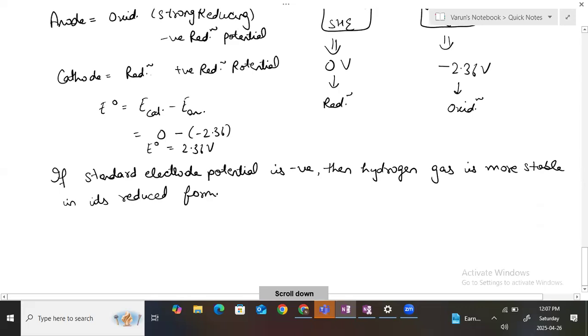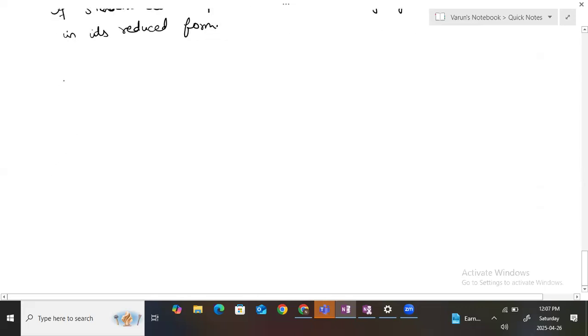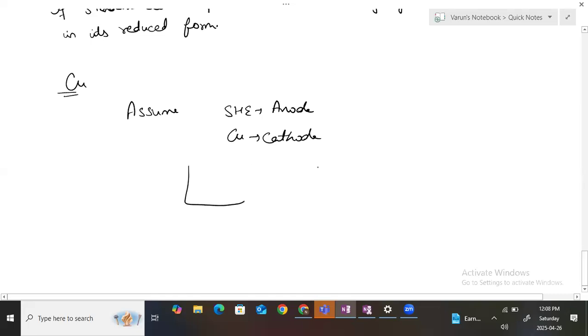Let's take another one. We have to find out the reduction potential of copper. Randomly, I assume that I have made SHE as anode, and the copper one as cathode. It is a random one I have selected. You can take any. Yes, ma'am. So the SHE I have made as anode, and for cathode, I have used the copper.